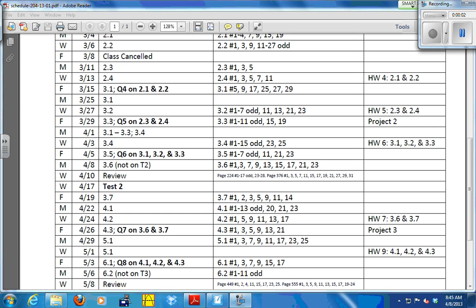Okay, so here's our upcoming schedule. 3-6, which we're going to cover today, is not officially on the test, and then we're going to review Wednesday, test the following Wednesday.